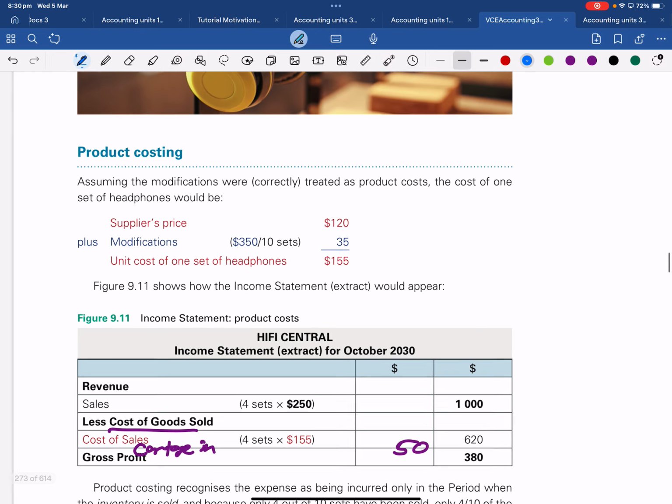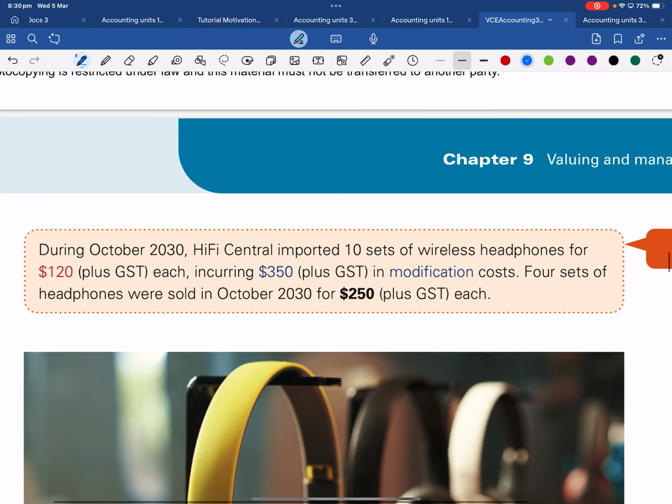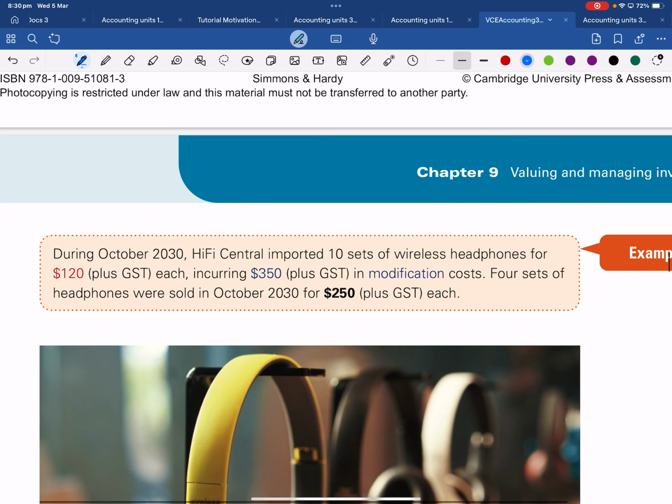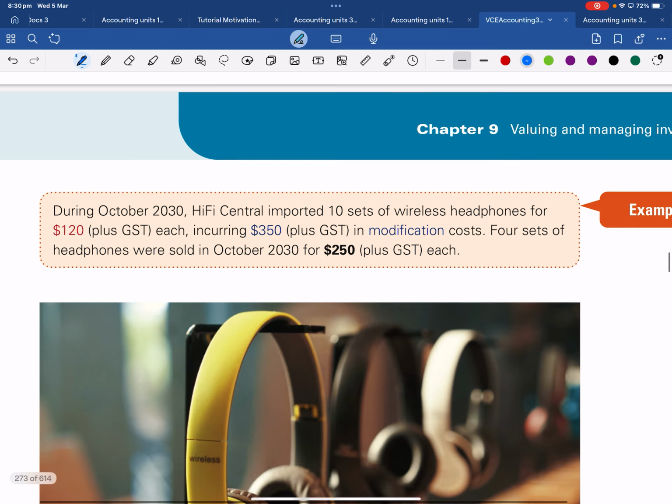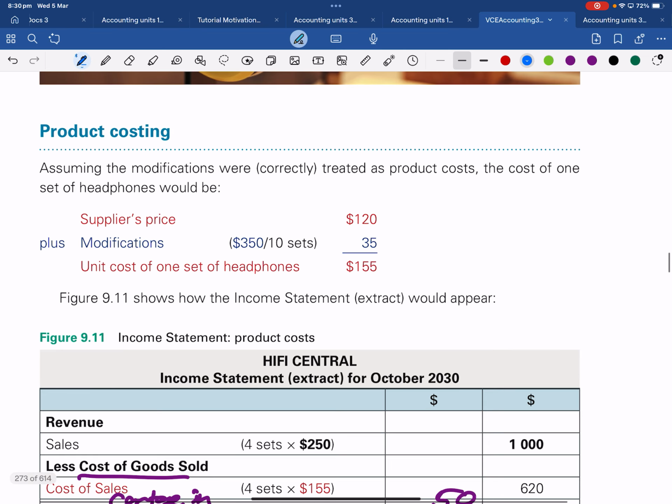Okay, now see this one. During October, Hi-Fi Central imported 10 sets of wireless headphones for 120 each. Incurred 350 in modification cost. 350 is per item? No, total. 4 sets of headphones were sold in October. Now what will happen? Now this is very important, guys. Listen, okay? No more playing. Very important. I told you, right?